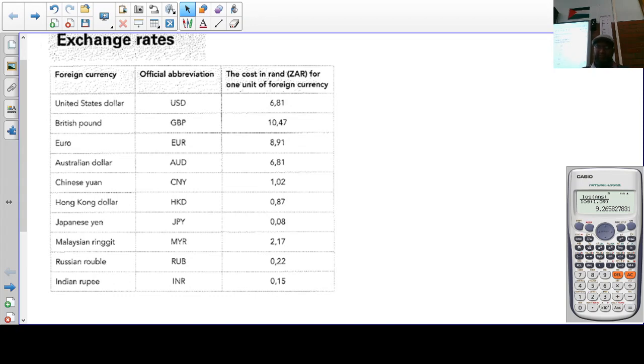taken from the net, the dollar was trading at 6 rand 81 cents. So for every $1, you pay 6 rand and 81 cents. 10 years later, 2021, the dollar is trading at? Sorry? 18. No, it's 14. 14 rand. I think you're coming at 14 and 79 cents.